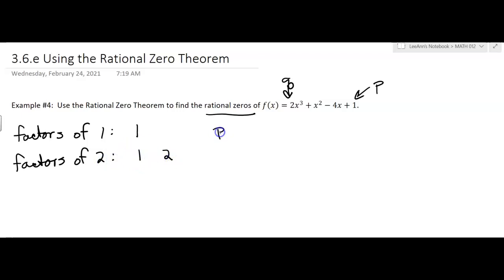Now I'm going to do p over q. So I'm going to have 1 over 1 and 1 over 2. So I simplify those, plus or minus 1 and plus or minus 1/2. There are only 4 possible rational zeros this time. These are just the possibilities. Now in the last problem they wanted us to find the possibilities. Now they want us to actually find the rational zeros.